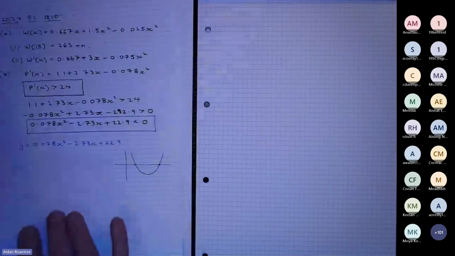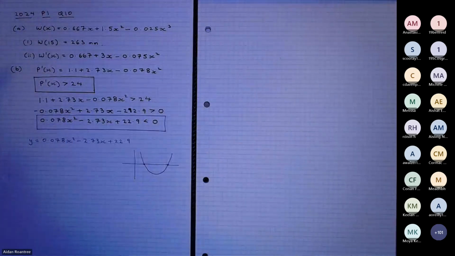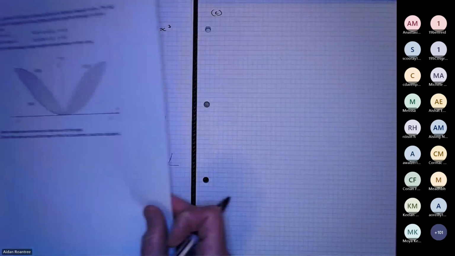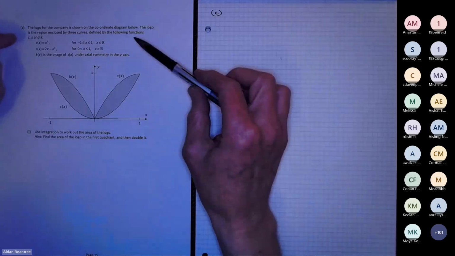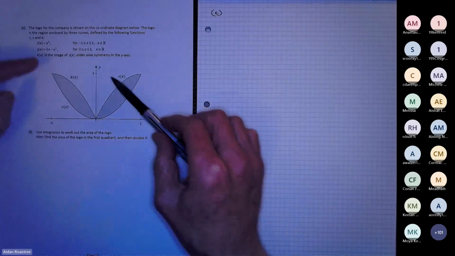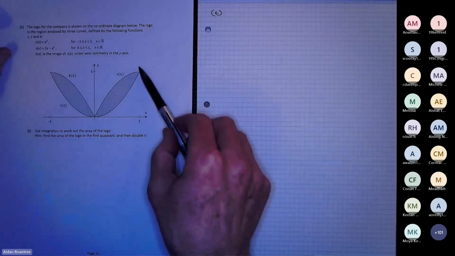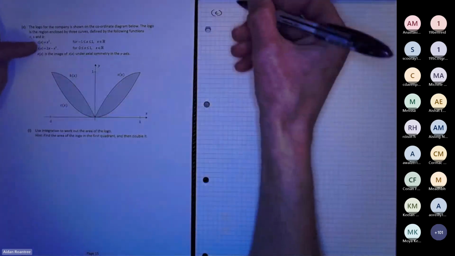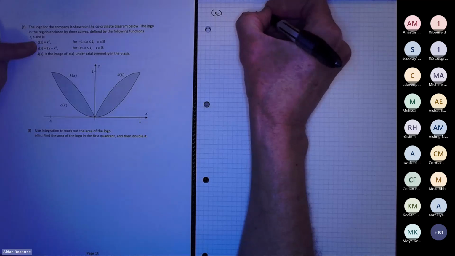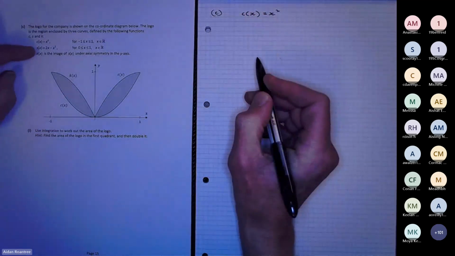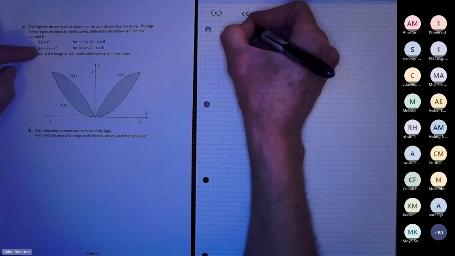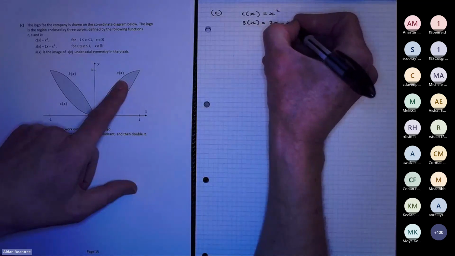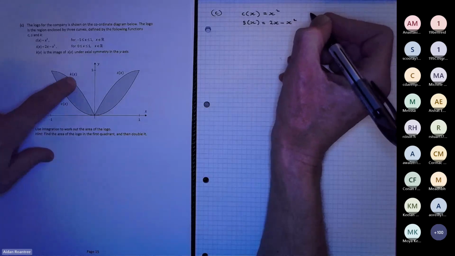Now, the C part of this question changed again. I'll put it up on the screen here. It says the logo for this company is in the shape of this diagram down below. The logo is the region enclosed by the three curves defined by the following functions. C of x is equal to x squared. S of x is this curve here in the first quadrant, so the upper part of the logo is given by S of x, and that's 2x minus x squared. And k of x, which we're not given, is this one over here.